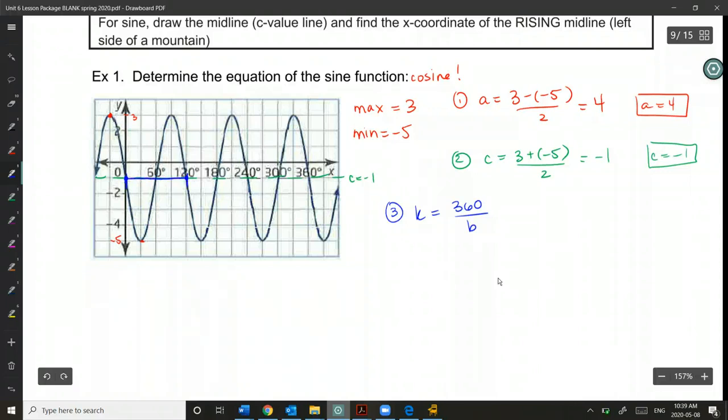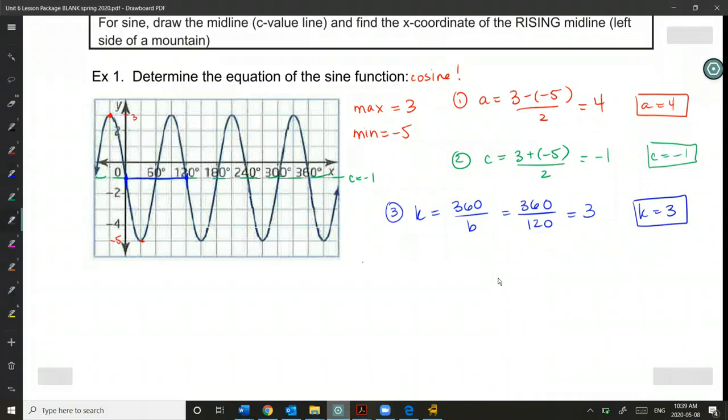But if you're ever not sure, you can try measuring it in a couple different ways and see if you get the same answer. So it looks like here, if this is starting at 0 and going to 120, looks like our period would be 120. And that means that k ends up being 3. Okay, this is the actual k value. You don't have to do the reciprocal or anything when you plug it in.